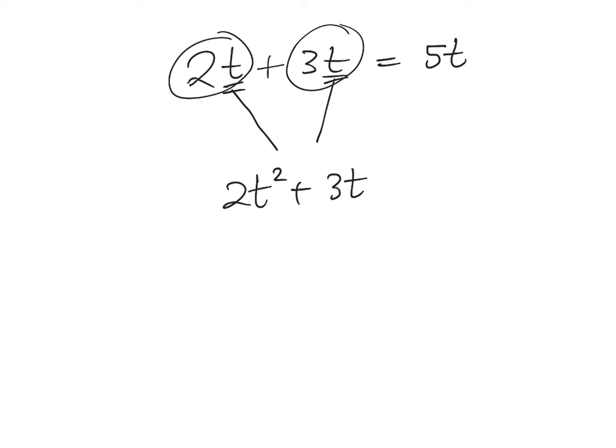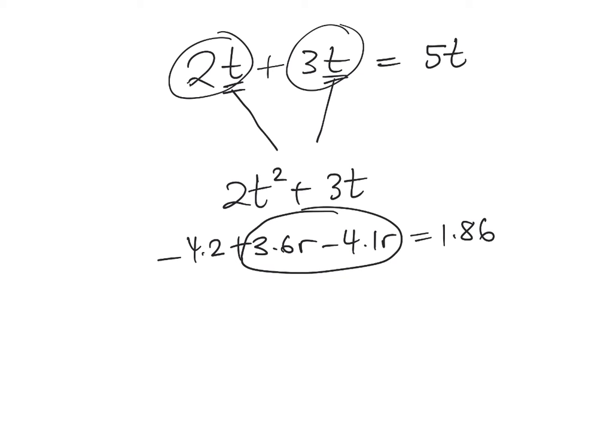So we have a situation like negative 4.2 plus 3.6r minus 4.1r is equal to 1.86. The r's, they're like terms, they can work together there. So 3.6r minus 4.1r, that's basically negative 0.5r.